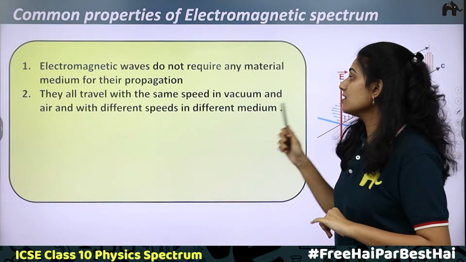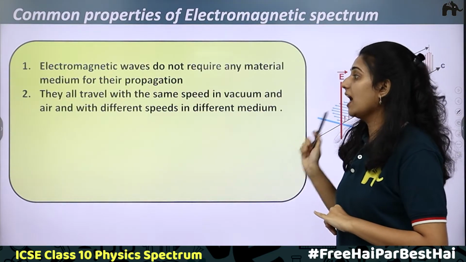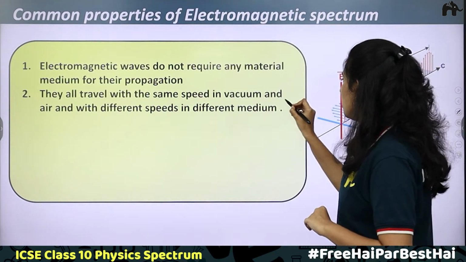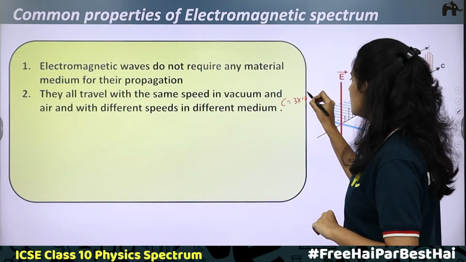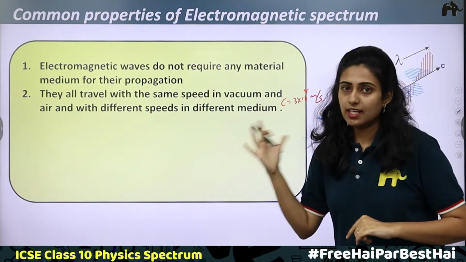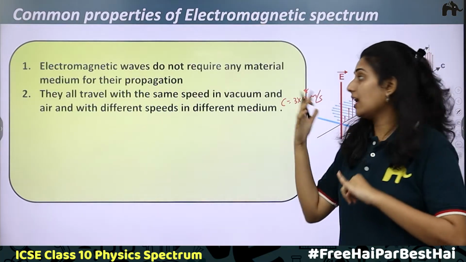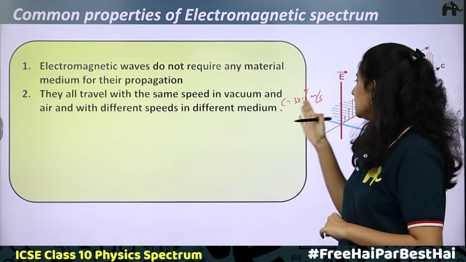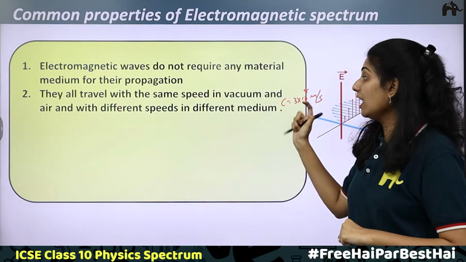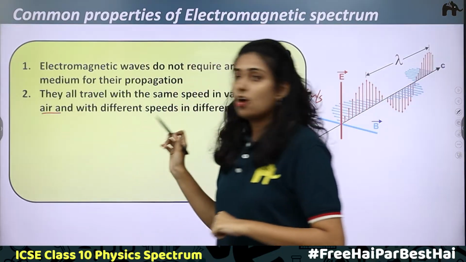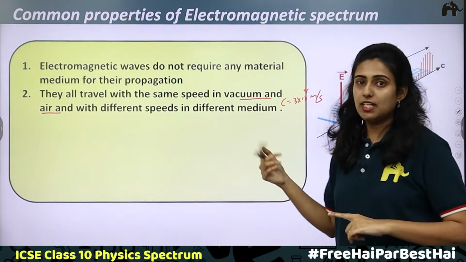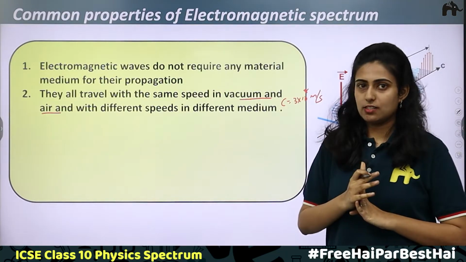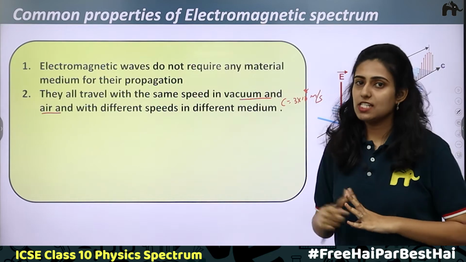Next, they all travel with the same speed in vacuum and air and with different speeds in different mediums. We have said this point before, the speed of light is 3 into 10 raised to 8 meter per second. So all these radiations, either in the invisible spectrum or in the visible spectrum, will be traveling with the same speed, 3 into 10 raised to 8 meter per second, in air or in vacuum. This is not the case in other mediums, like water or solid mediums. There will be differences. Okay, different radiations will have different speeds.